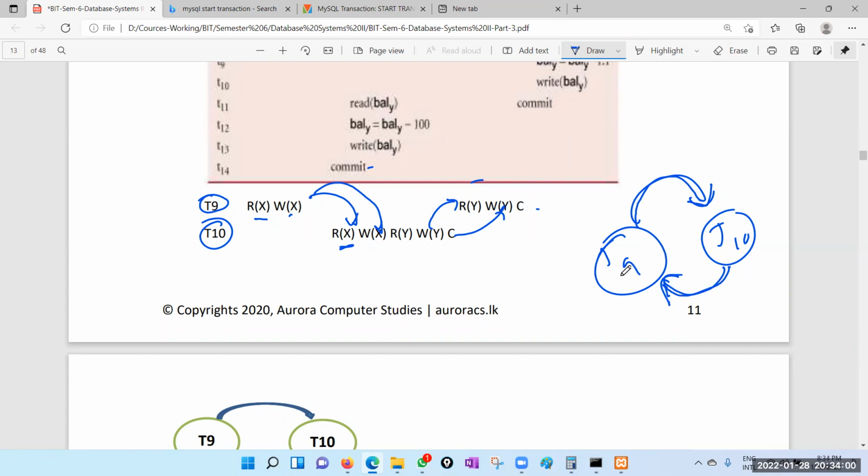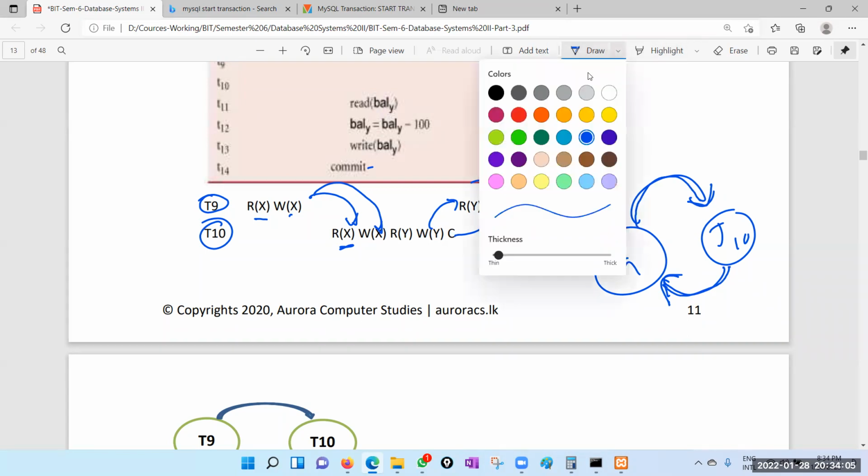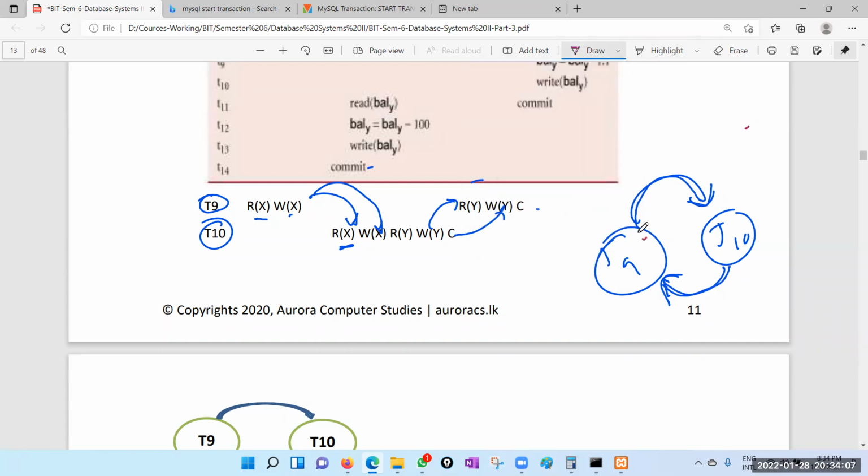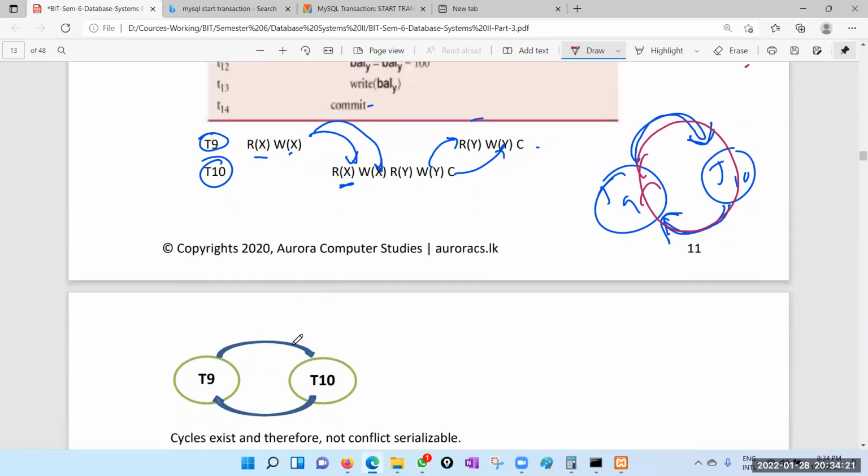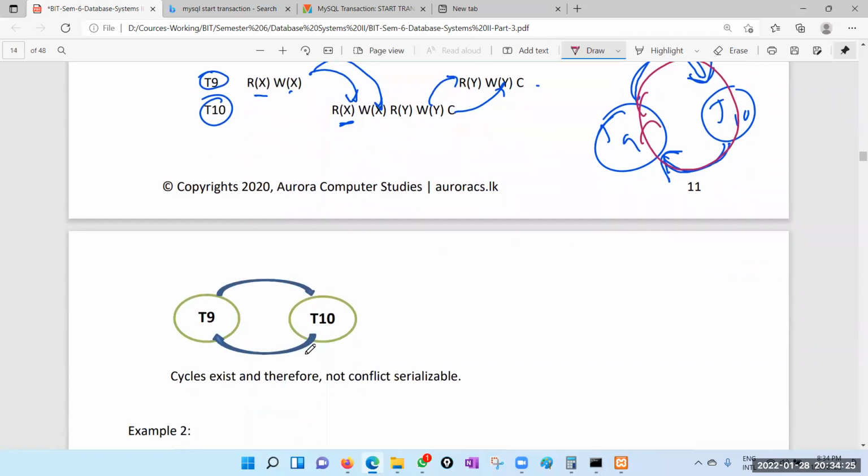Now you have a cycle. Now you can see this is something like a cycle. Right? So if there are cycles, that means your schedule is not conflict serializable. When you draw the dependency graph, if you have cycles, it is not conflict serializable. That is the concept. Okay, cycles exist and therefore not conflict serializable. Right?